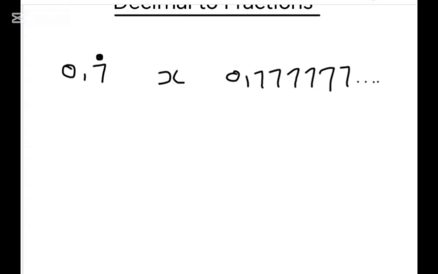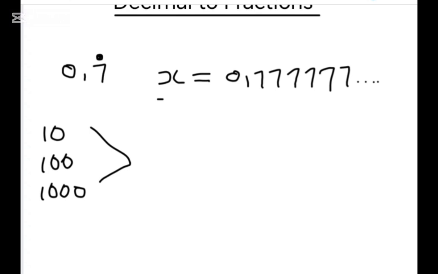We're going to say x equals this number. Next we're going to multiply this number by either 10, or 100, or 1000. A lot of my students are always confused: which number do we multiply with in order to create the second equation? Here's a little trick that you need to know.